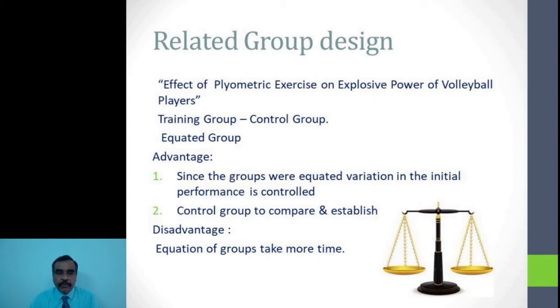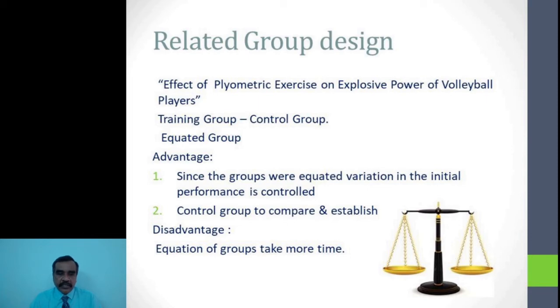So the group means will be equal at the division of the groups, whether to the training group or to the control group. The mean of the training group and control group will be equal, so it is called the equated group or related group design.